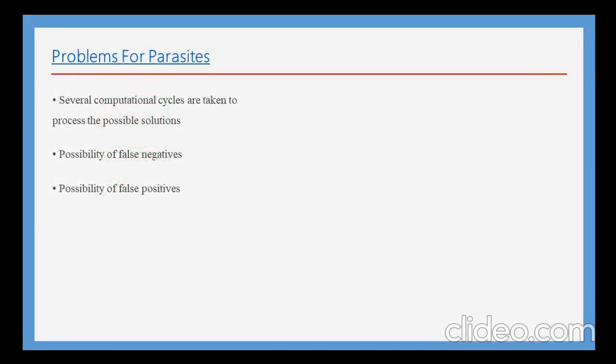So what are the problems for parasites? Several computation cycles are taken to process all the possible solutions. As we have discussed earlier, we are producing all the possible solutions. It's basically like brute force. We are producing all the possible solutions, so we need all of them to be executed or cross-verified. So there is a possibility of false negatives and a possibility of false positives.